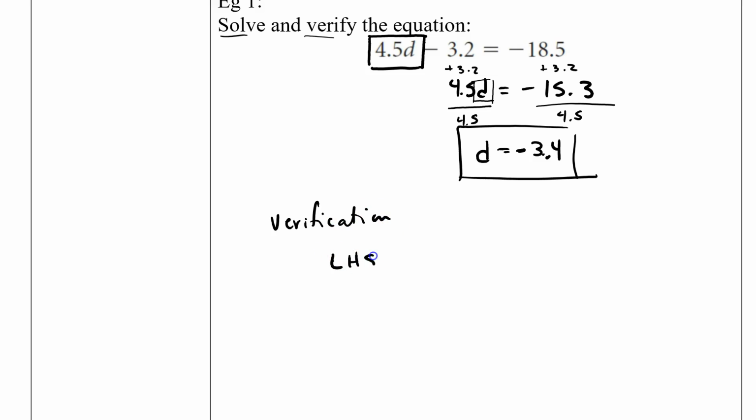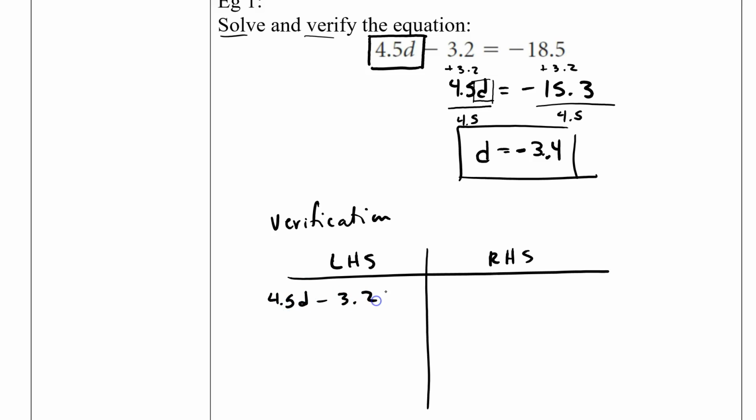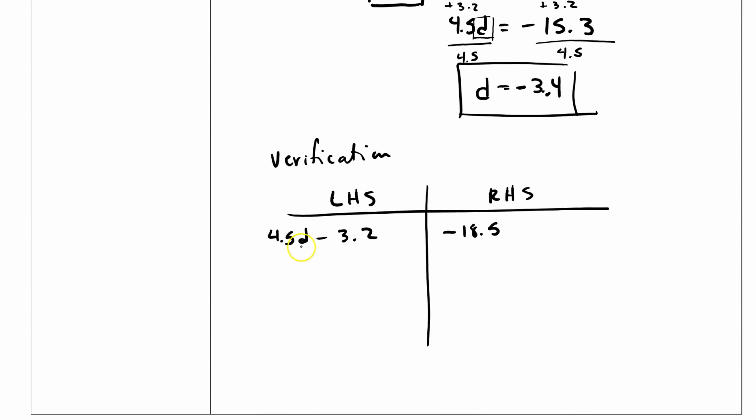So left-hand side, right-hand side. 4.5d minus 3.2. Remember, I'm going back to the original equation. The right-hand side is really easy. It's just negative 18.5. But I want to change this d to the negative 3.4 that we solved for. So 4.5 times negative 3.4 minus 3.2.